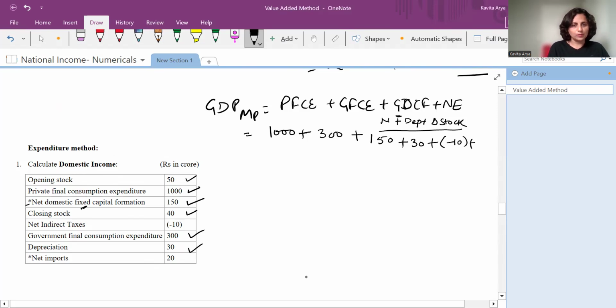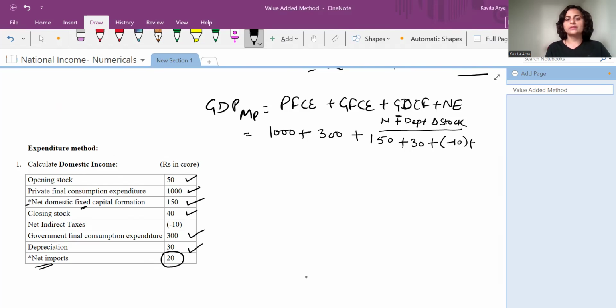And net exports, mind you, net imports are given, and for net imports, whichever figure is given to us, we have to use the same figure with the opposite sign. So plus net exports means plus minus of 20 instead of plus 20. And this becomes 1,300, 1,400. Okay, this minus 20 and minus 10, that is minus 30, go with 30. So I'm left with 1,450. This is rupees and this is crores.